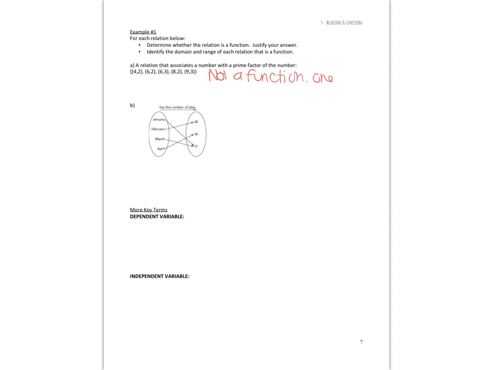We have one domain value with different range values. Again, that was this 6.